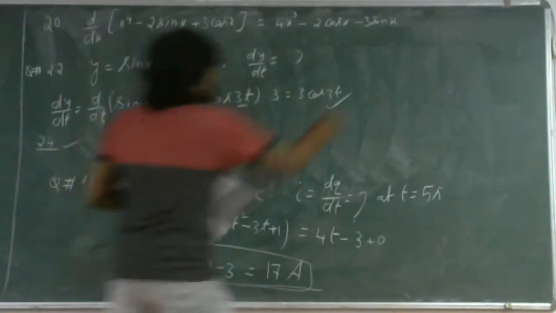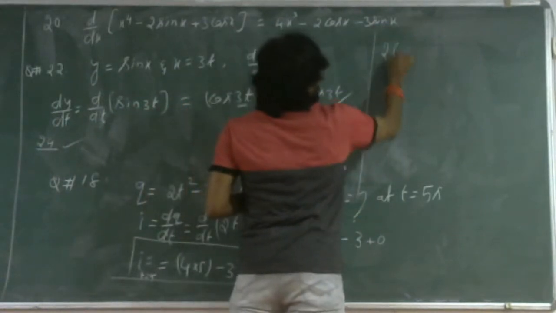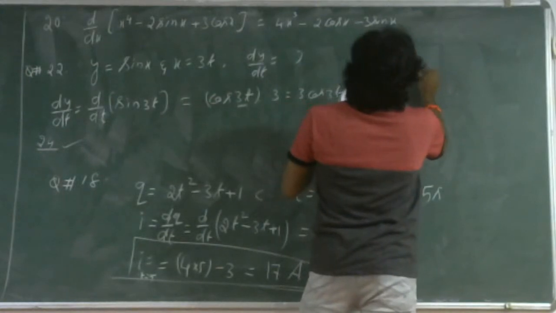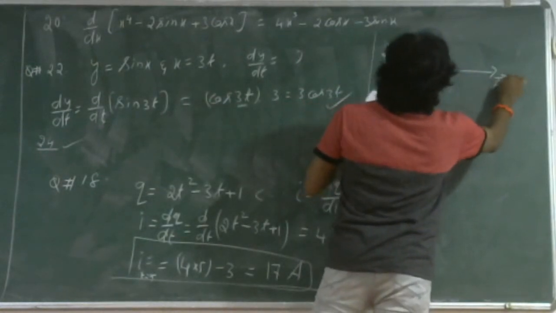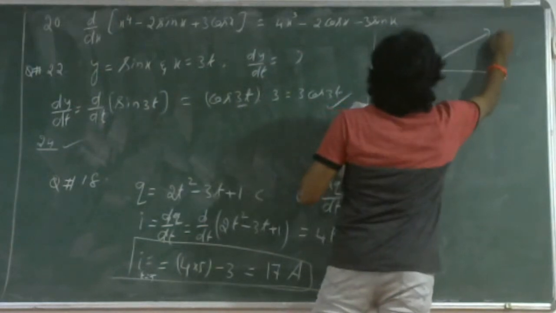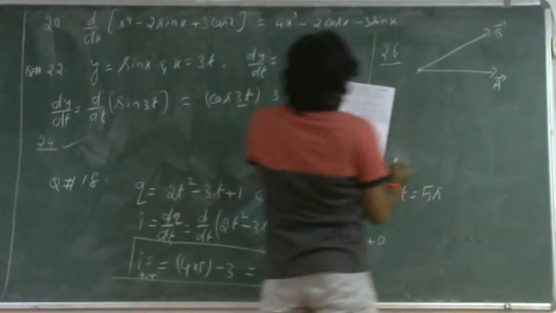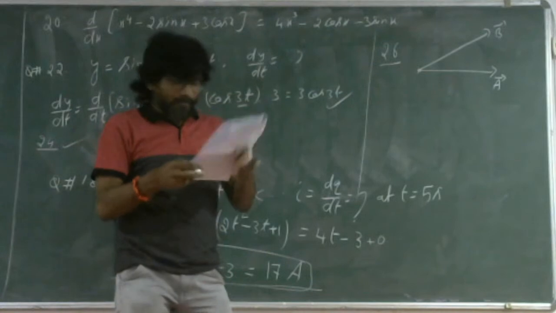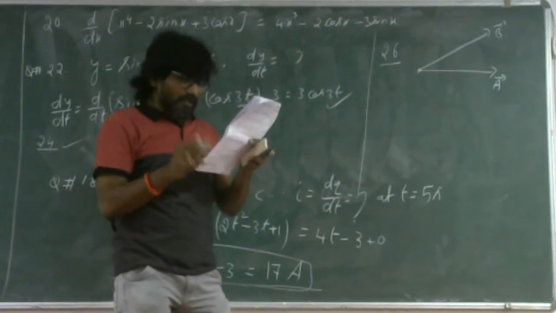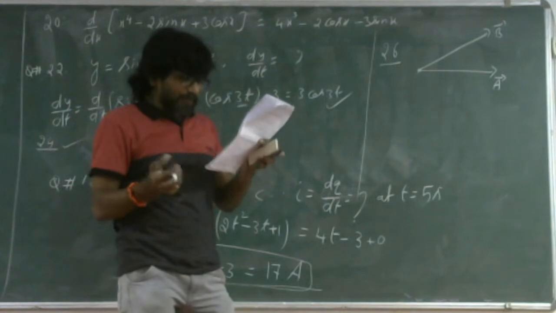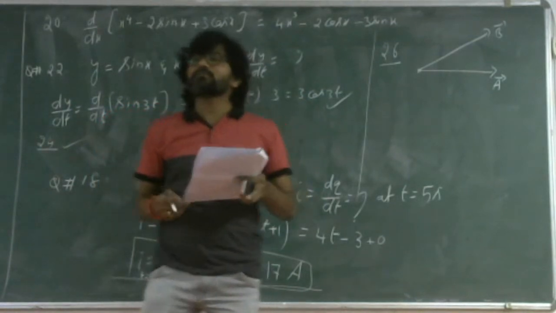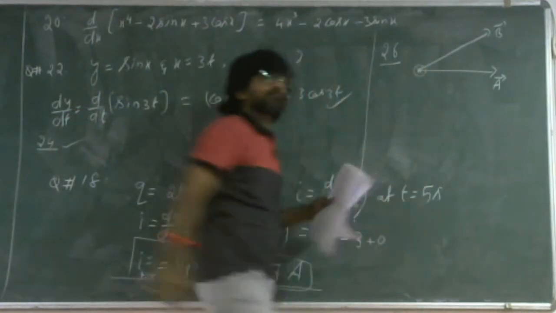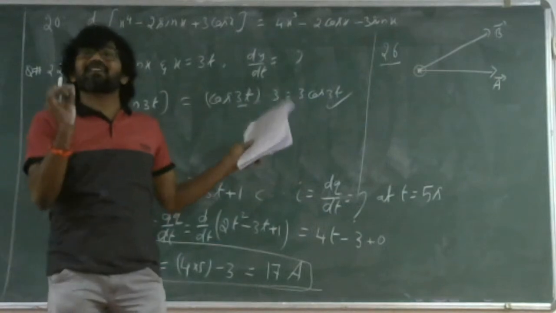26th one. See here, two vectors are given. A point is given from here. This is given as vector A, and this is given as vector B. So the question is, vector A and vector B are. Options are co-initial vectors, orthogonal vectors, parallel vectors, co-terminus vectors. Co-initial, both have a common initial point. So they are called co-initial or concurrent vectors.